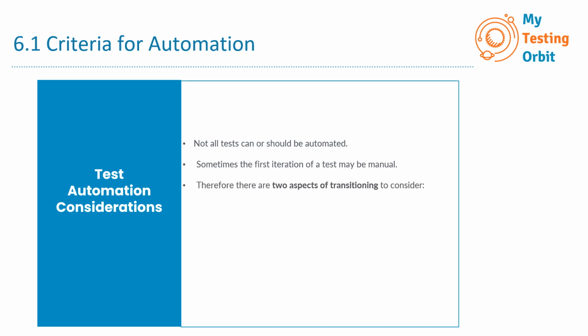Therefore, there are two aspects of transitioning to consider. The first one is the initial conversion of existing manual tests to automation. So you need to convert existing manual tests into automated ones. And the second one is the subsequent transition of new manual tests to automation. So you should plan for transitioning new tests to automation as you develop them.